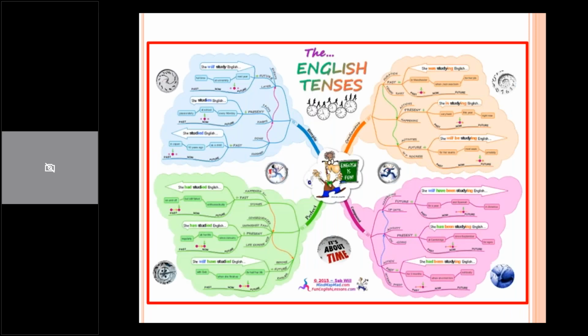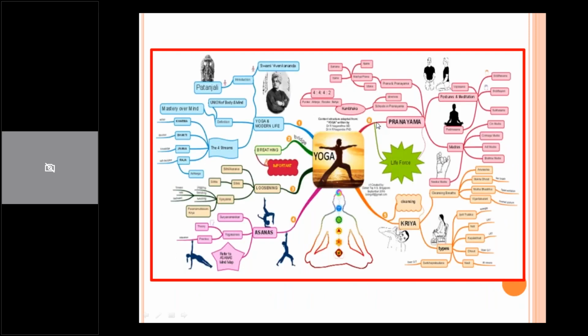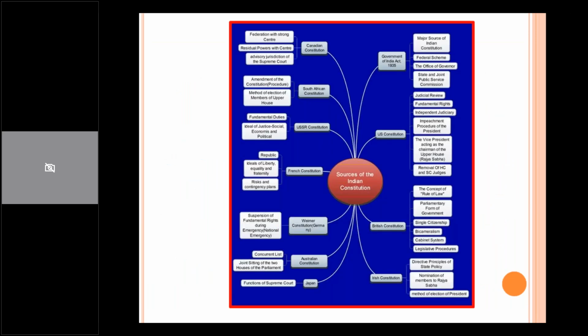You can have it. And once again, for English teachers, this is a mind map on English tenses: simple present, simple past, simple future, continuous, present continuous, past continuous. So a beautiful mind map on English tenses. And if you want to teach yoga, importance of yoga, here's a mind map for you.